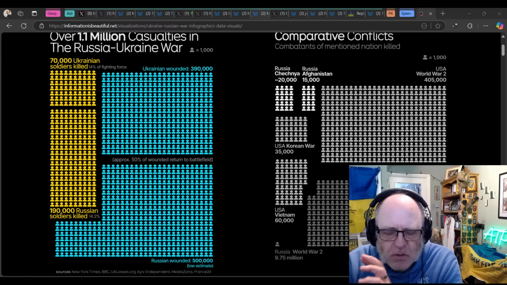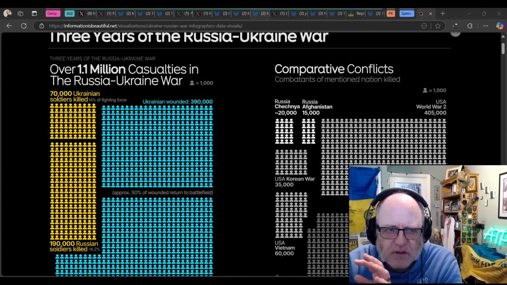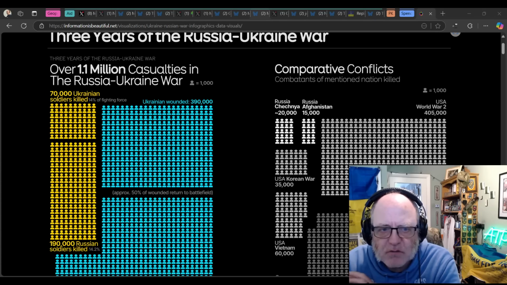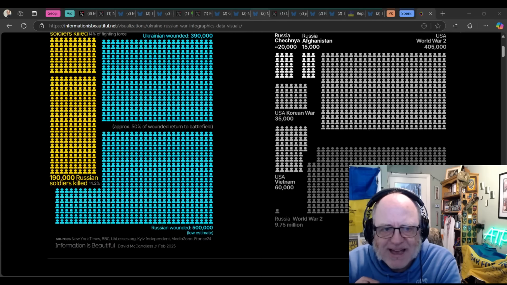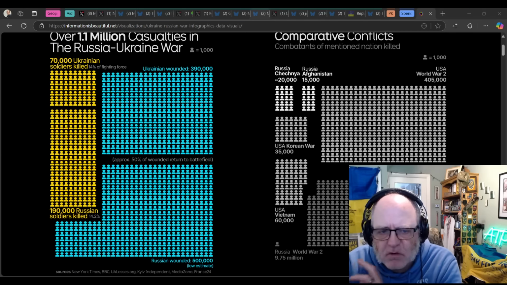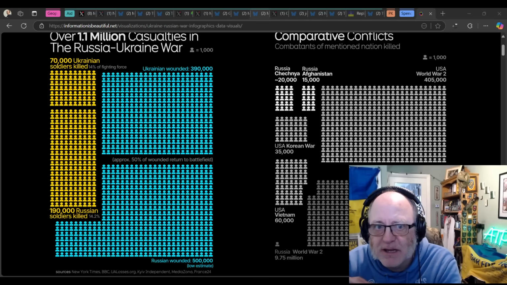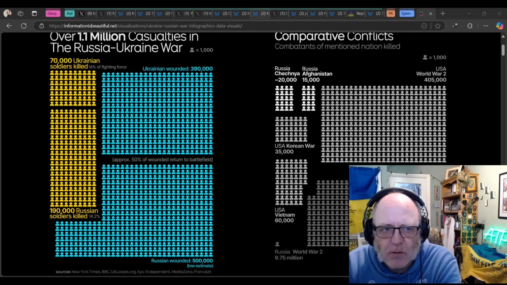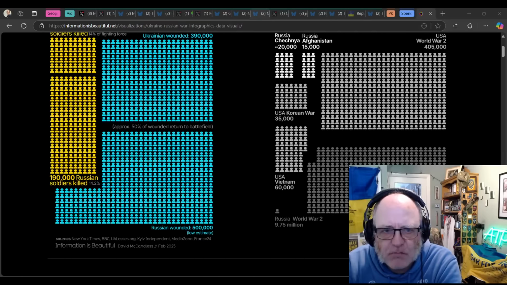So, looking at all those sources, they say 70,000 Ukrainians killed, 190,000 Russian soldiers killed, and then wounded, 390,000 Ukrainians and 500,000 Russians. And it says here, approximately 50% of wounded return to battlefield. You can question that with regard to how many Russians are sent back to the battlefield on crutches, etc. One head represents 1,000 people here. So there you go. That's a visual representation of losses.